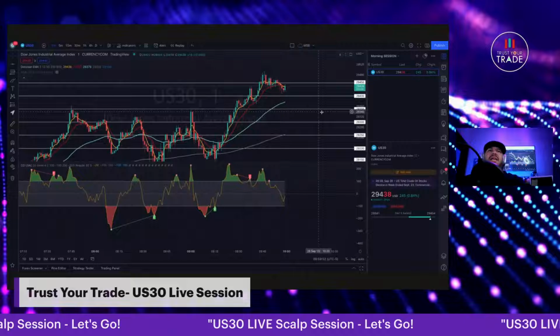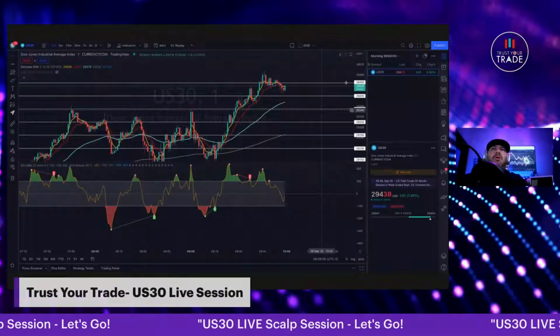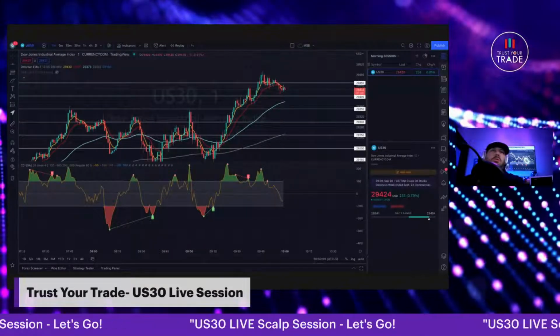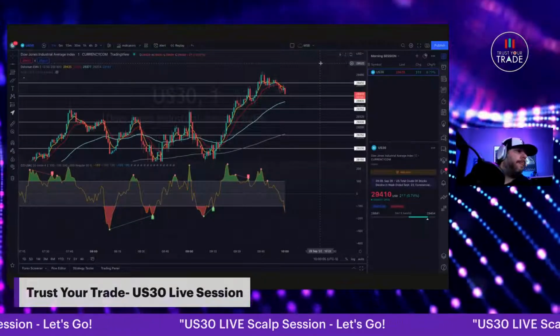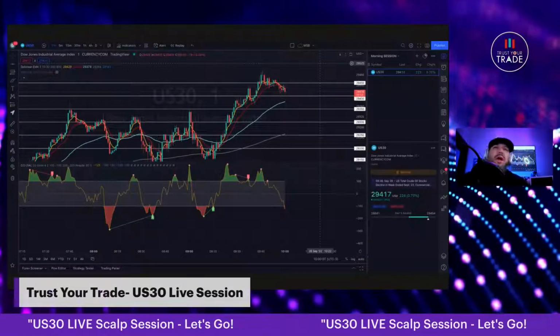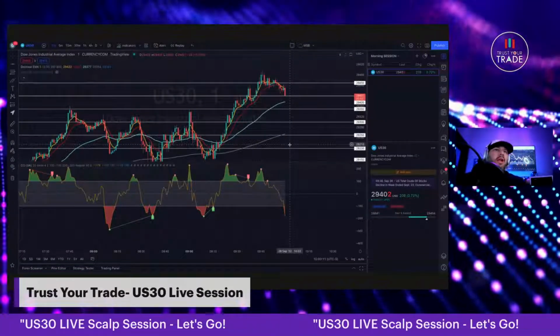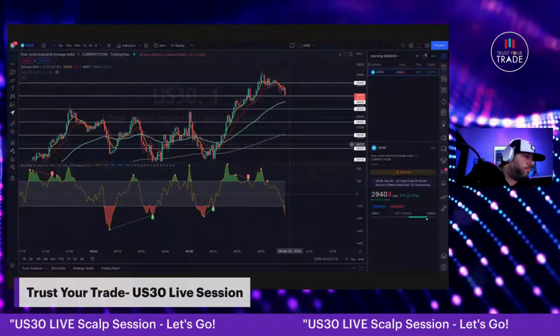We have 10 seconds left on this minute candle. We are about to go into the 10 o'clock candle. Let's go. Big drops. Here we go. I do have a small little bag set up for a sell stop right here. Boom, 29,400. Boom, I'm in.